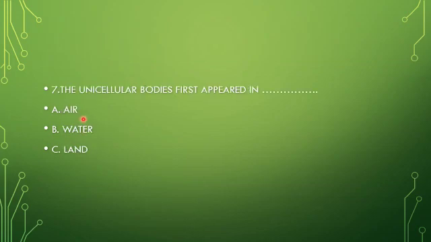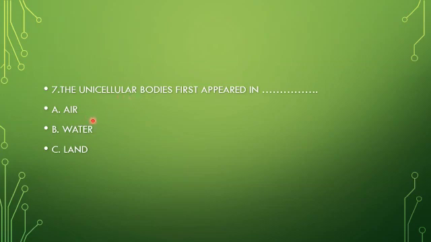Question number 7. The unicellular bodies first appeared in. Students, unicellular bodies meaning unicellular organism, also known as single celled organism. There are also multicellular organisms, which are known so because of the multiple cells which they are having, but right now we are seeing the unicellular organism. And where do they appear first?